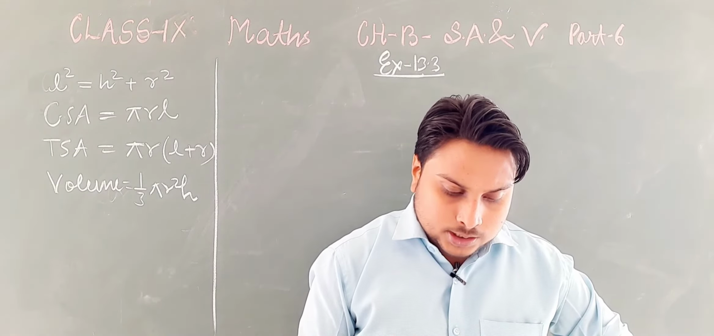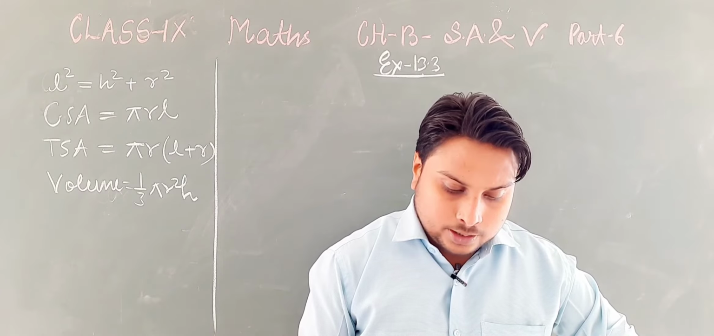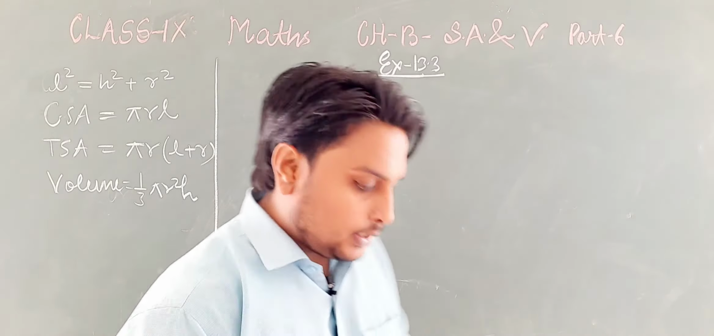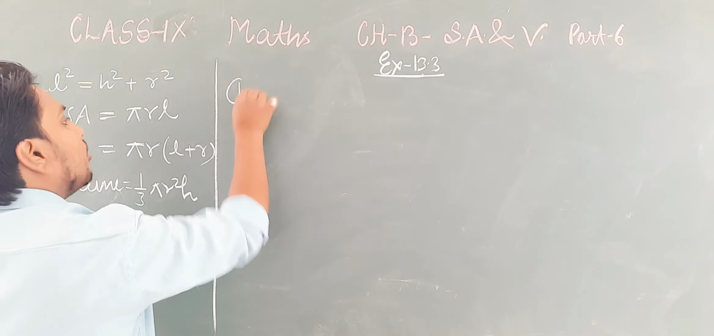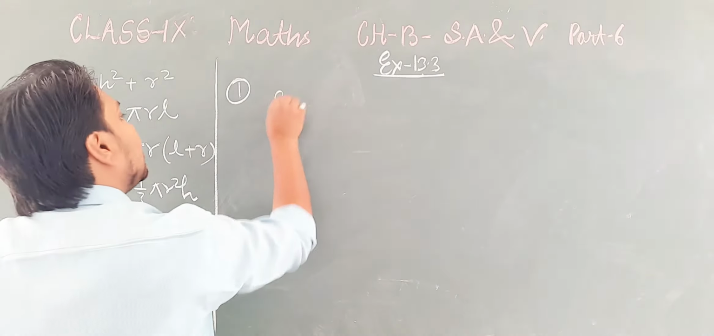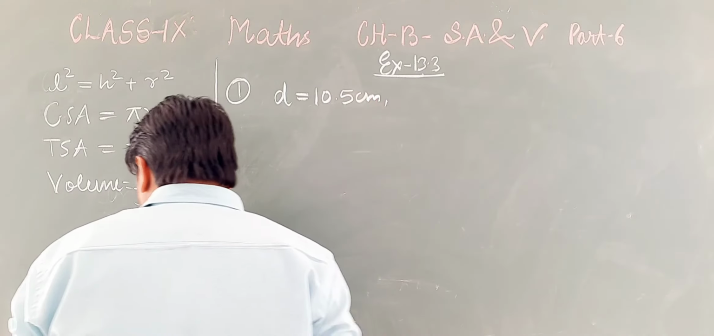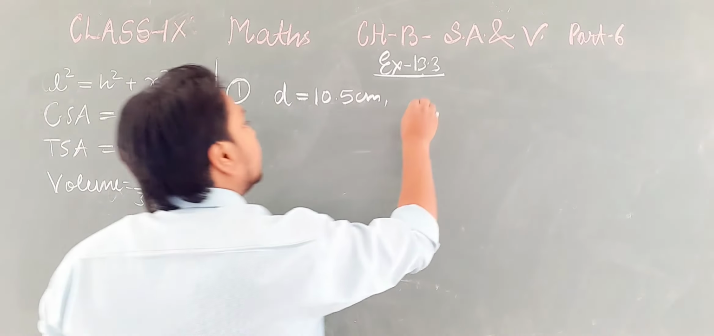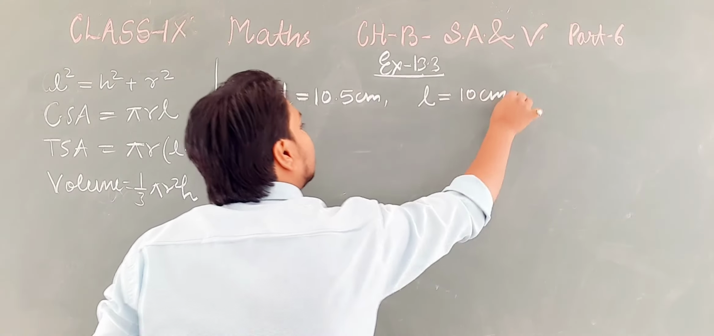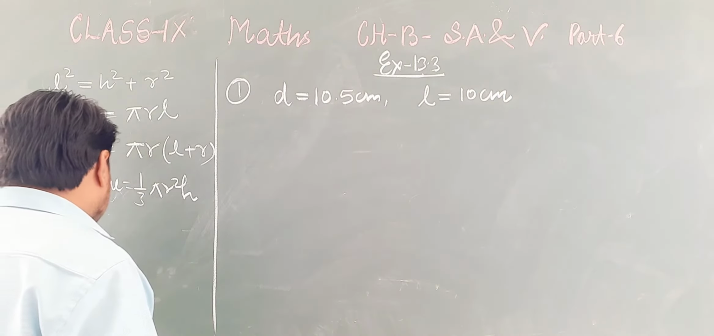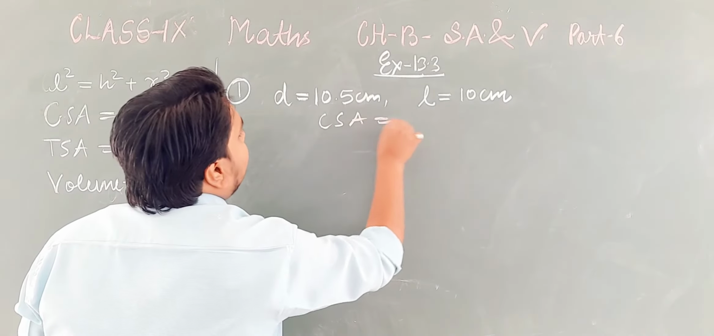The first question is: diameter of the base of a cone is 10.5 centimeter and its slant height is 10 centimeter. So diameter is given, 10.5 centimeter, and slant height, L, is given 10 centimeter. We have to find the curved surface area.